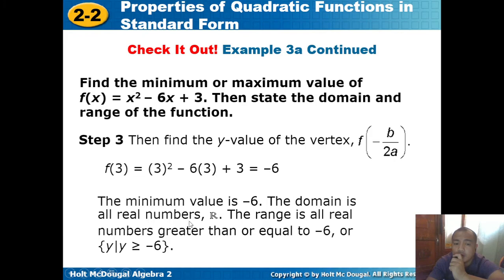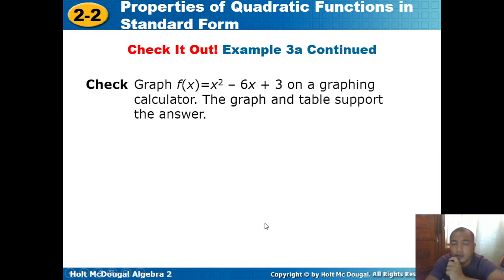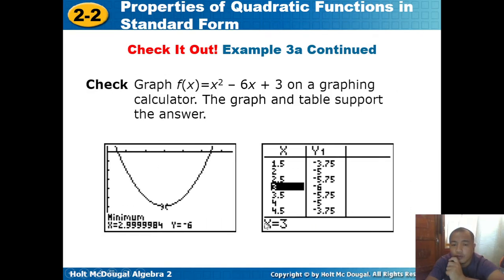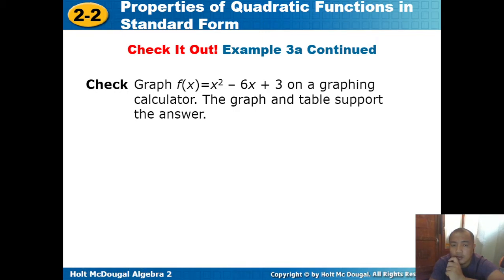The domain is all real numbers R. The range is all real numbers greater than or equal to negative 6, or y is greater than or equal to k, the y-coordinate of the vertex, which is negative 6. So to graph in a graphing calculator, we have here, as you can see, the minimum. What's the minimum?